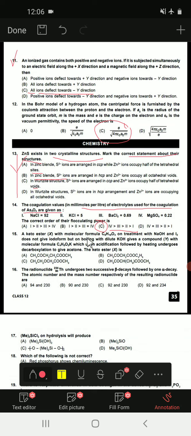A ketoester X with molecular formula, on treatment with NaOH and iodine, does not give iodoform. On boiling with dilute KOH it gives a compound Y with the molecular formula C4H5O3K, which upon acidification followed by heating undergoes decarboxylation. The ketoester X is this. These are the four options. Question number 15. See the question and find out the best answer option.